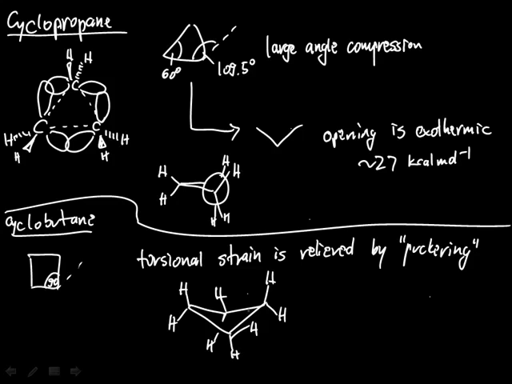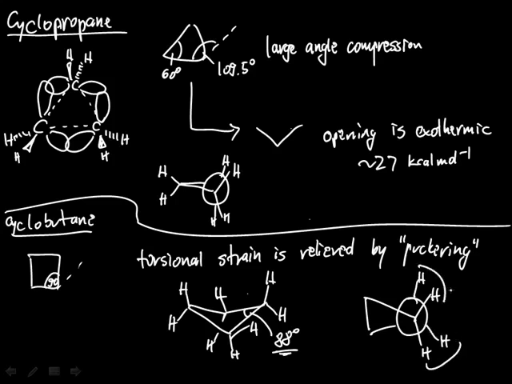Now this puckering comes at a cost. This angle is no longer 90 degrees, but it's at 88 degrees. So actually, the angle strain is increased, but energetically things still work out favorably because that increase in angle strain is more than offset by the decrease in torsional strain. And so these two systems are not quite eclipsed. So it's sort of interesting to see how larger systems deal with their strain in a different way.